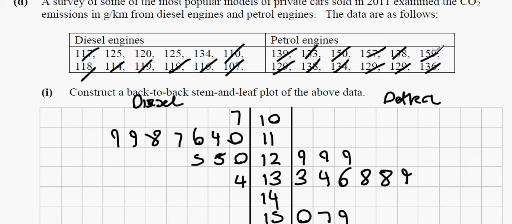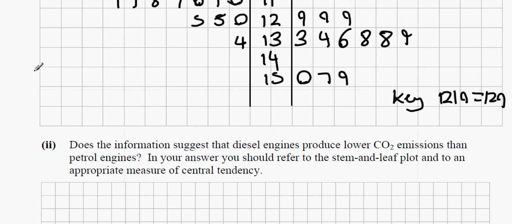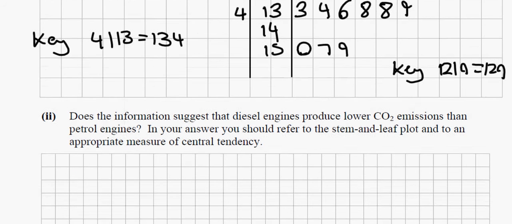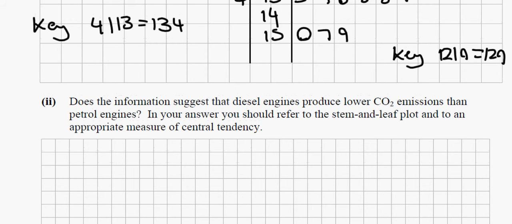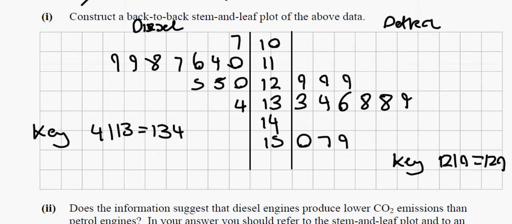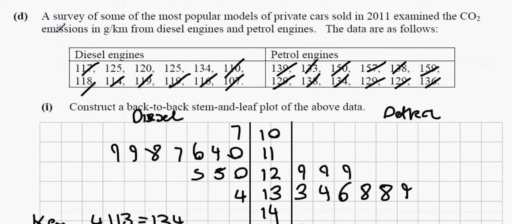Now remember the key for the other side. Another key could be 4/13 equals 134. So remember a key for both sides. Thus the information suggests that diesel cars produce lower CO2 emissions than petrol cars, and in your answer you should refer to the stem and leaf plot and to the appropriate measure of central tendency. Okay, the survey of the most popular models of private cars sold in 2011 examined CO2 emissions in grams per kilometre from diesel engines and petrol engines. The data is as follows.